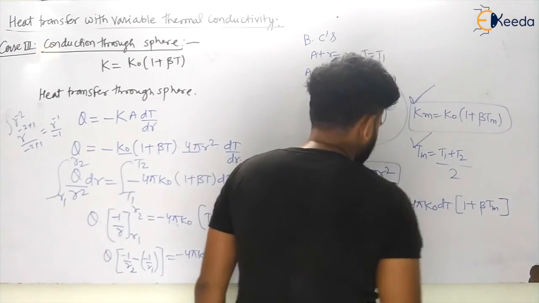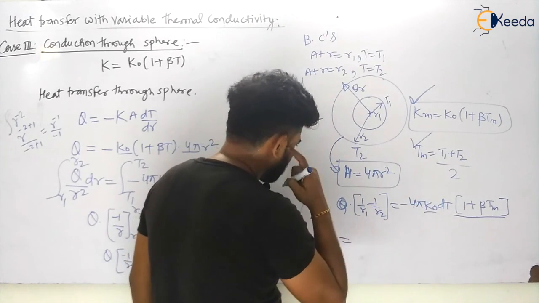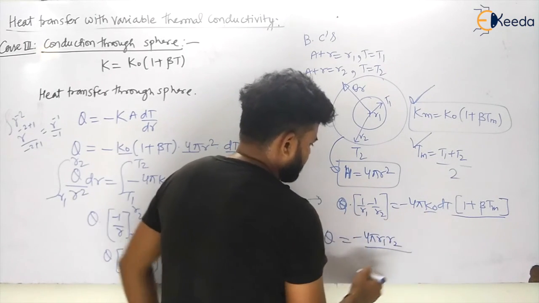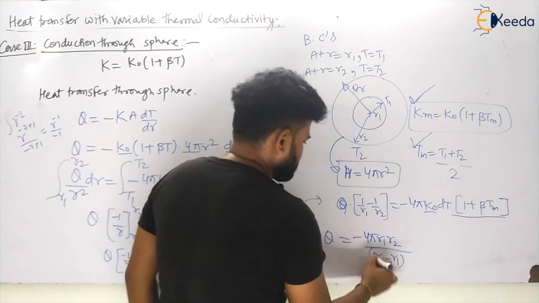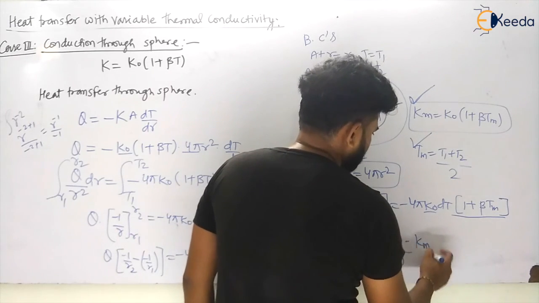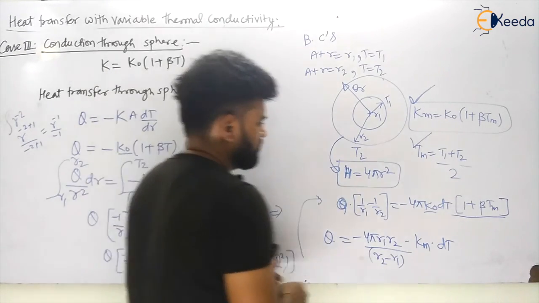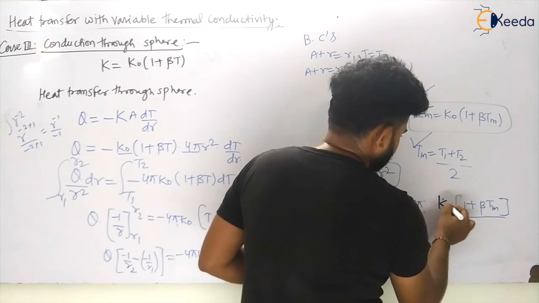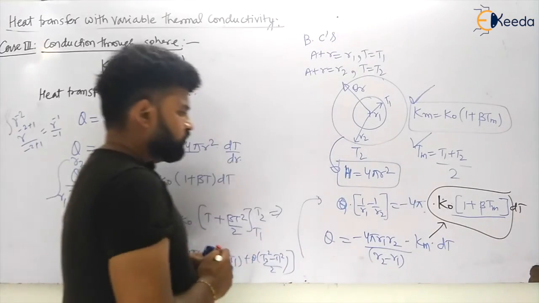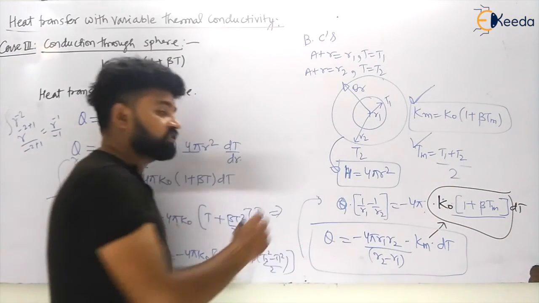So K0(1 + βTm) will become Km. So Q equals 4πR1R2 divided by (R2 - R1), multiplied by Km into dT, where Km equals K0(1 + βTm). So this will be your Km, my dear students. Okay, so like this you can calculate the heat transfer with variable thermal conductivity in the case of spheres.